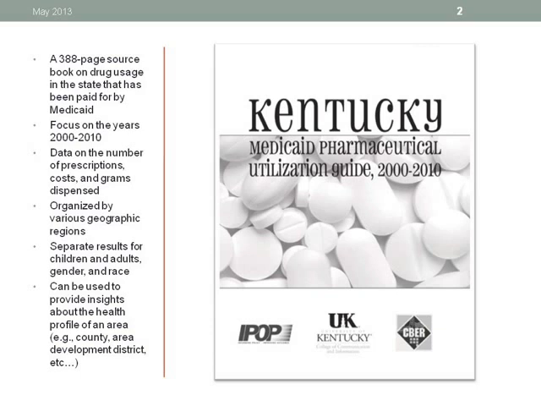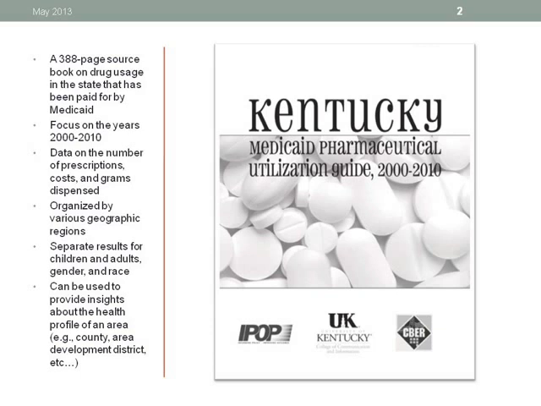And it's organized by therapeutic class. And I'm going to talk a little bit more about that in a minute. As I indicated earlier, it's organized by various geographic regions. And there are results shown separately for children and adults. And then within those two categories, we look at male, female, and then white and minority.